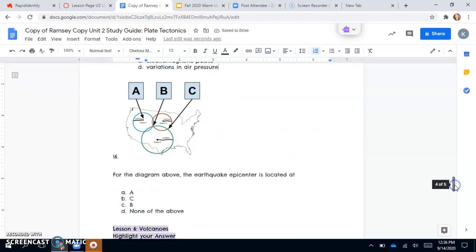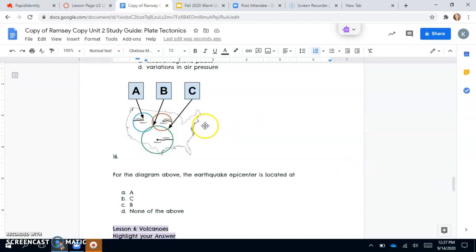So 16, this for the diagram above, the earthquake epicenter is located at... So remember, to find the epicenter of an earthquake, you have to have 3 different seismograms. So you have to have 3 different, and where they intersect is going to be our epicenter.